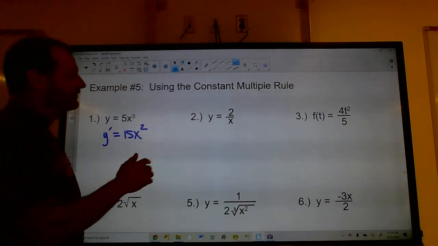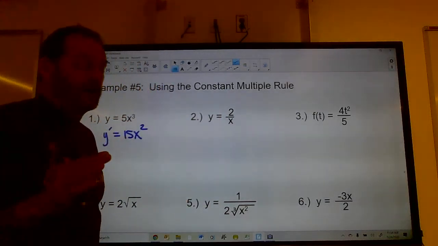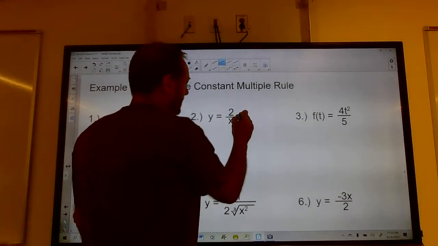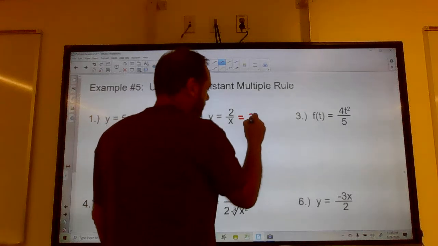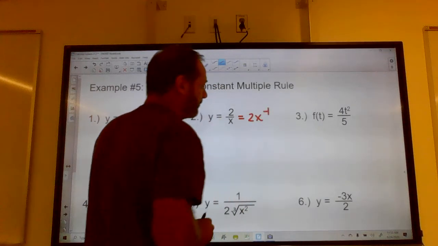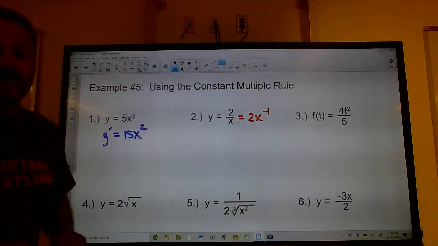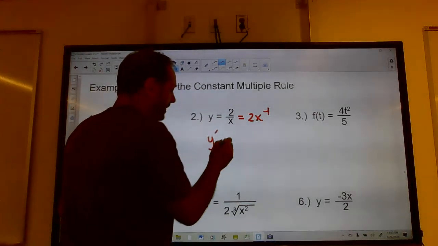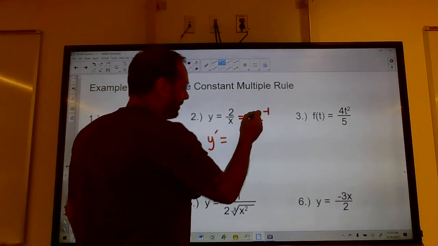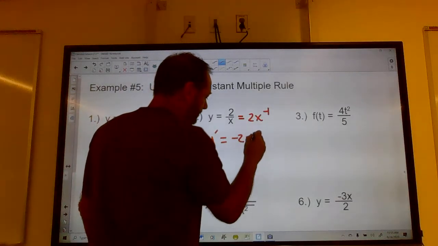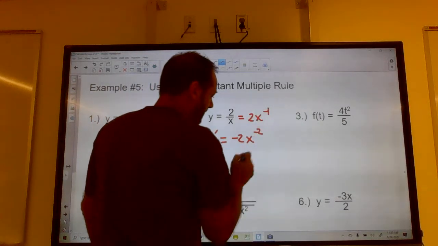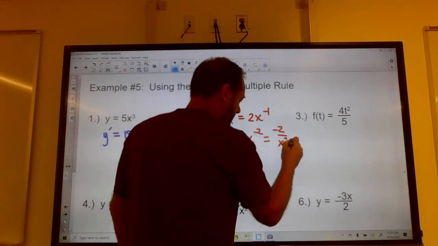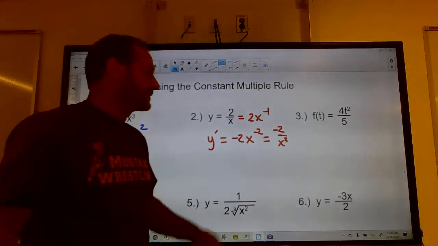Okay, now this gets a little dicey when I have something like this. So I find it much easier to rewrite this as 2 times x to the -1 power. That's the same thing as this. So now I can use the power rule when I take the derivative, and I go -1 times 2 is -2, x, drop the power 1, -2, and then if I need to, I can rewrite it like that again. Either one of those two is acceptable.